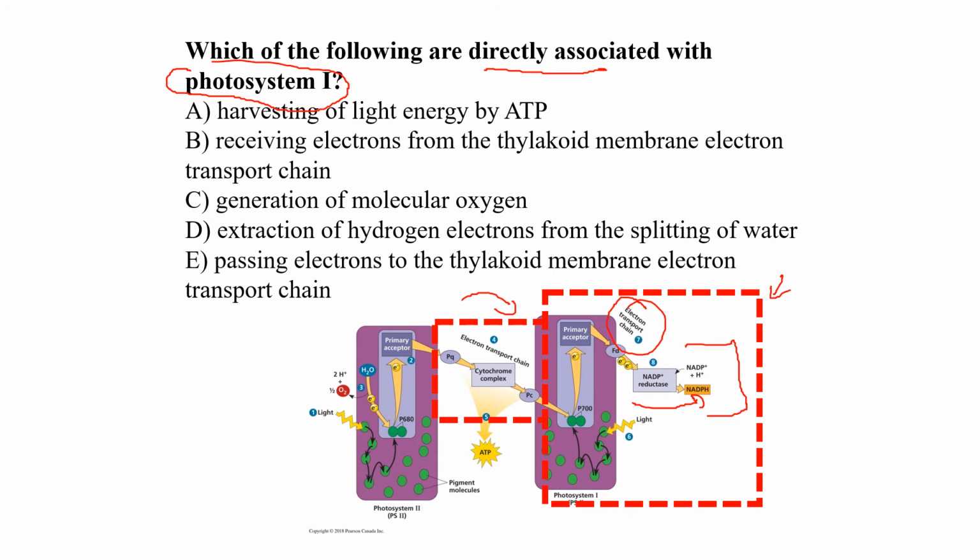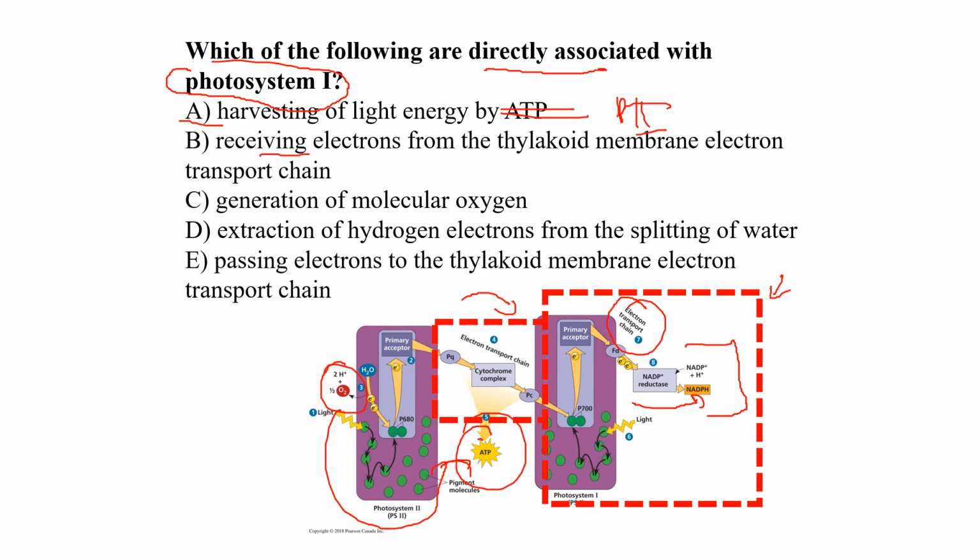but before that they were receiving some electrons from another electron transport chain. So here, just to remind you, let's go to A. A is wrong because this happens in photosystem 2. Yeah, so this happens here in the ATP.